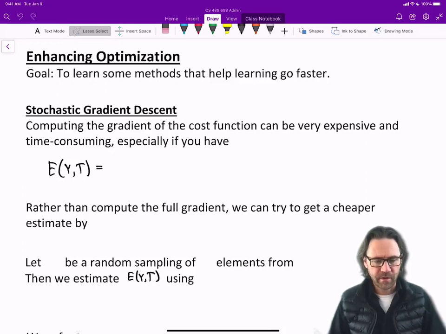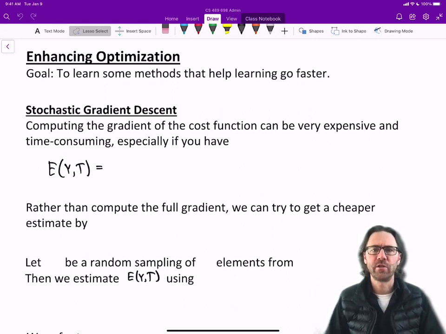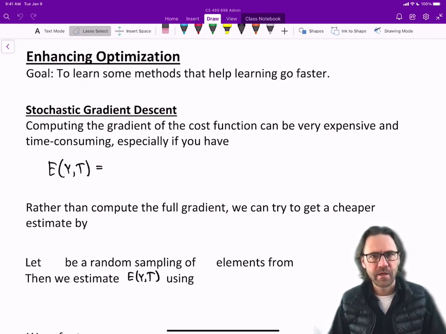For this video, I'm going to talk about some methods to enhance the optimization that we do when we're training neural networks. So the goal here is to learn some methods that help learning go faster. So we'll start with stochastic gradient descent.